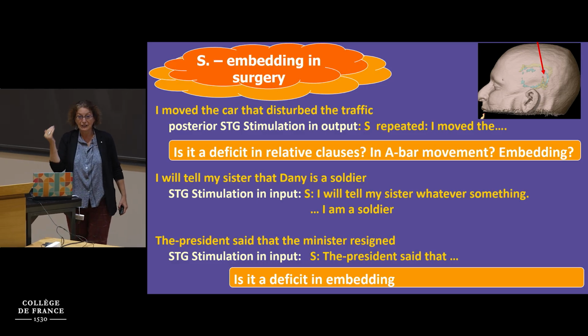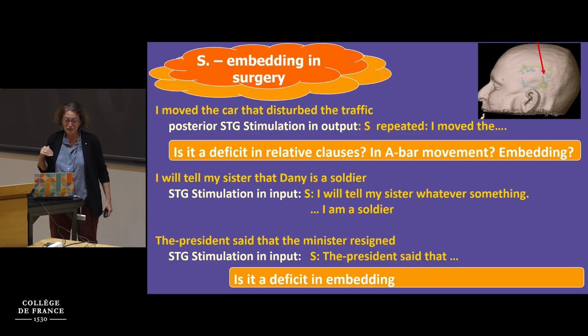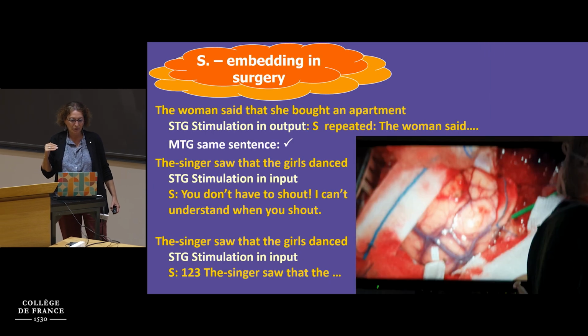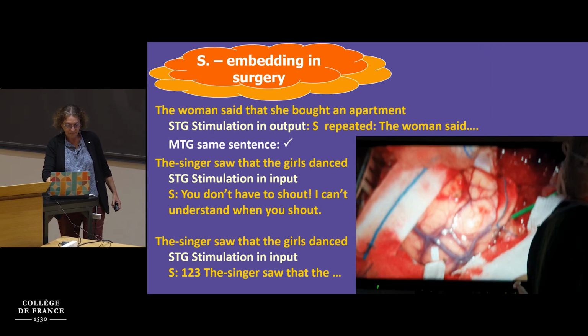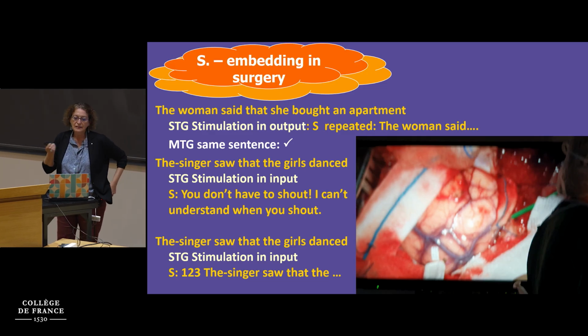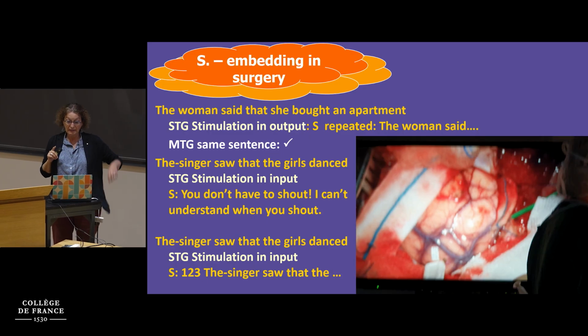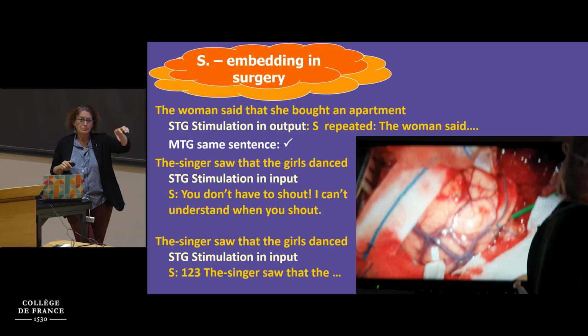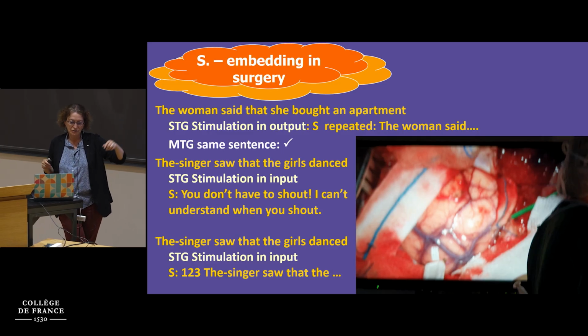And then we continued and we assessed his embedding during surgery. And this is, I think, the last video that I'm going to show you. Maybe I will not show a video, I'll just tell you what you see. So I tell him, "The woman said that she bought an apartment," and he says, "The woman said," while he has stimulation in the STG, in the upper part of the temporal lobe, and he says "the woman said" and got stuck. Okay? And then we assess him in a different place, no problem, in the MTG.